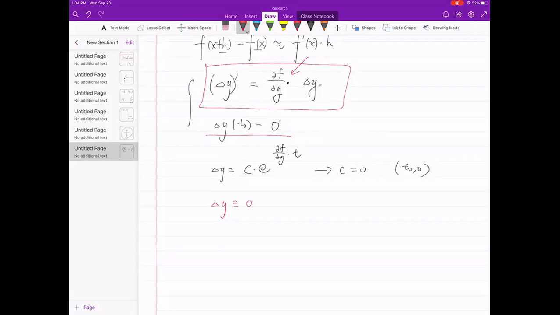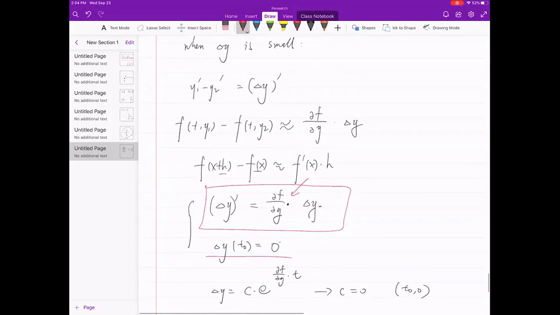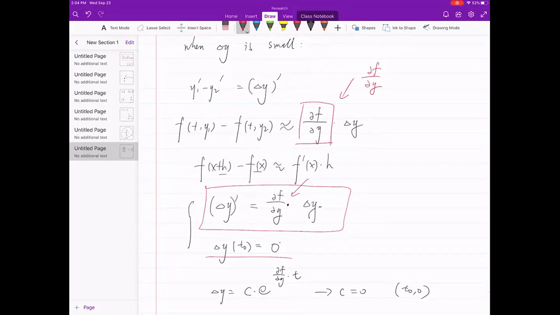Therefore, the solution is unique because the difference between two solutions is always zero. Of course, it's unique. How did you do that? The essential part is to write this one into this. How do you make sure that happens? You need to make sure partial f partial y is continuous. Therefore, I can do this linearization. That's why this is connected.